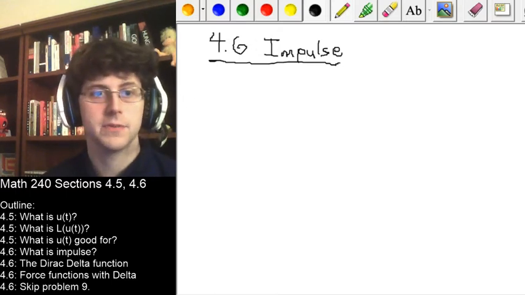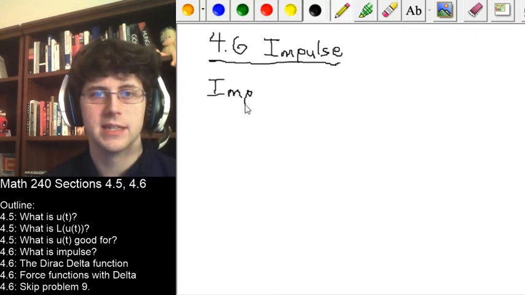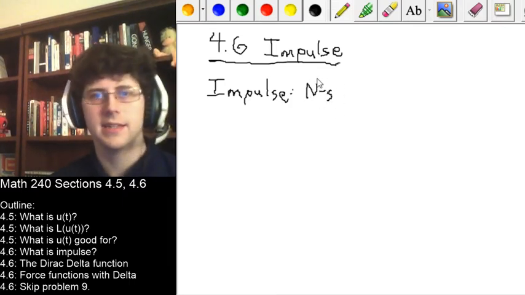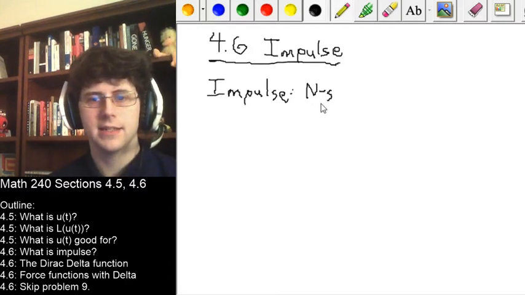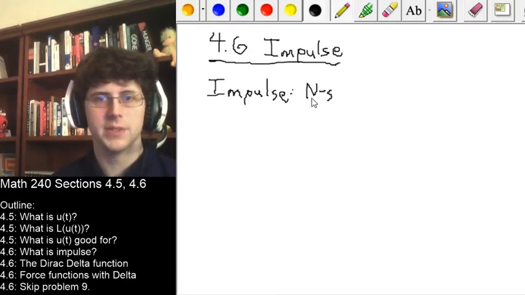Okay, so first let's talk about impulse. Impulse is measured in Newton seconds. So this is Newtons times seconds. It's not Newtons minus seconds. You can get impulse by integrating a force with respect to time.